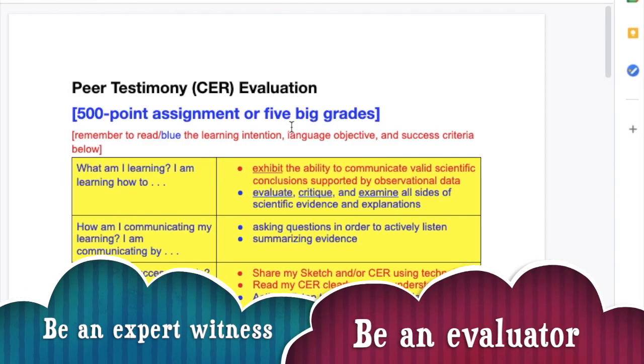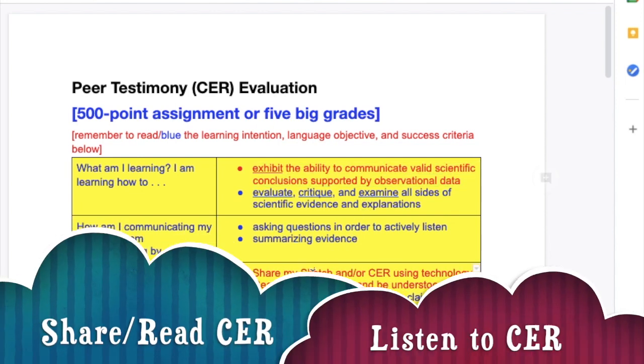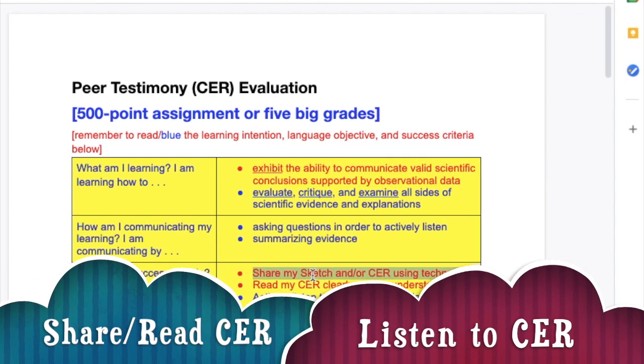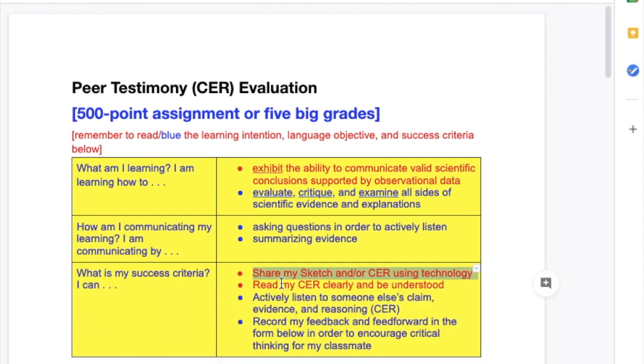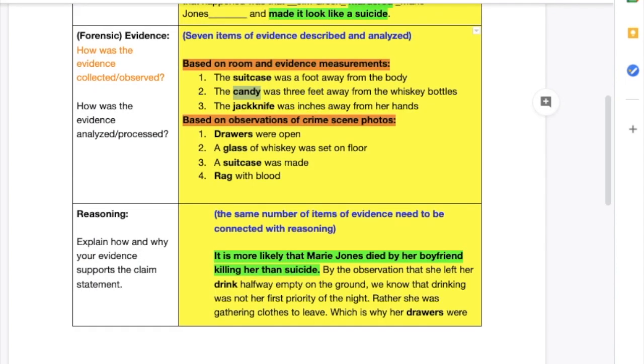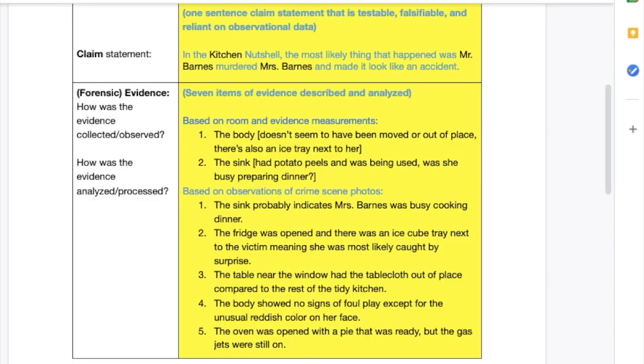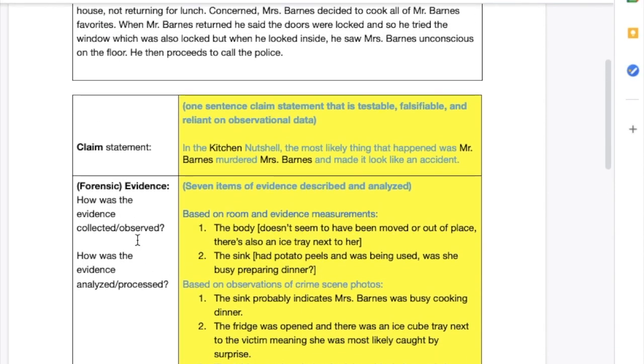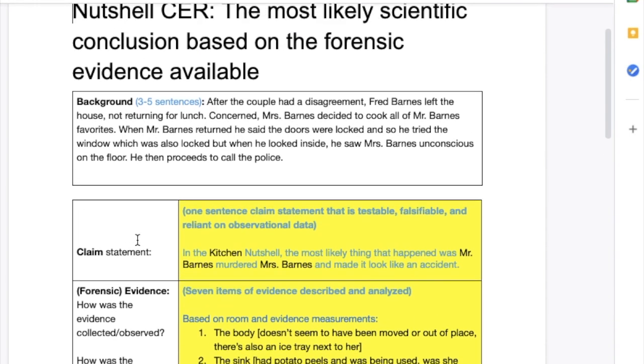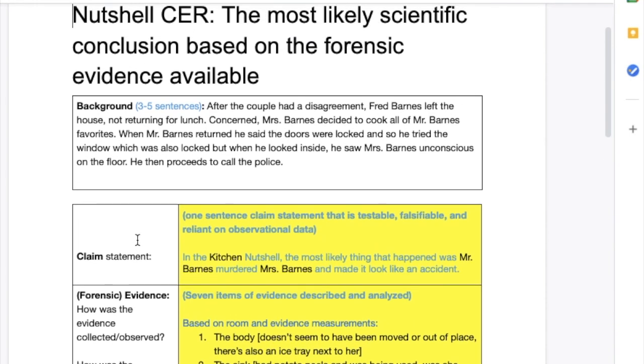So how do you get the 6th grade? Well, you need to exhibit the ability to communicate your own CER. You need to share your sketch and/or CER and photos using technology, just like I'm doing right now. Read your CER clearly and be understood. So that's how you can get that 6th grade. And I might just really quickly, since we're on that 6th grade, here's another example, and I'm just going to read through this real quick, as if I'm presenting it to you as courtroom testimony.